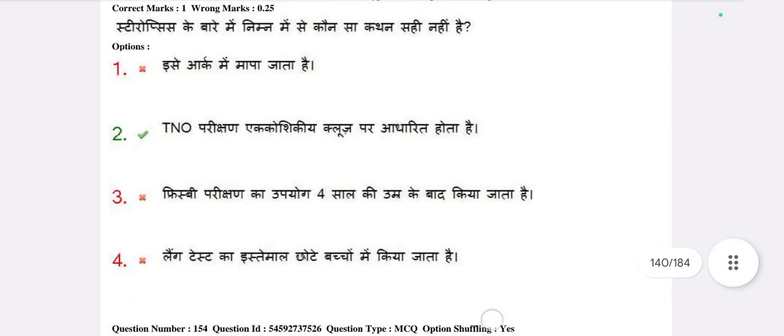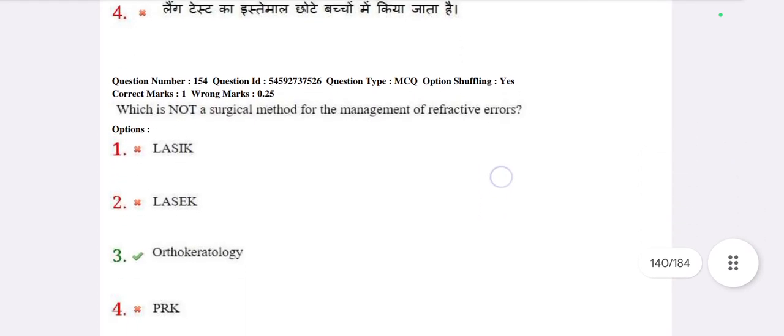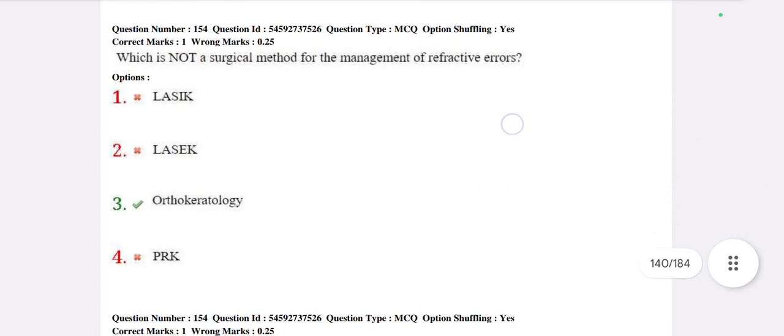Our next question is, which is not a surgical method for the management of refractive error? First, LASIK. Second, LASEK. Third, orthokeratology. Fourth, PRK. Correct answer is orthokeratology.